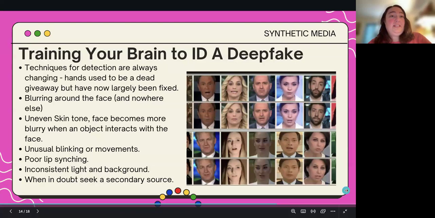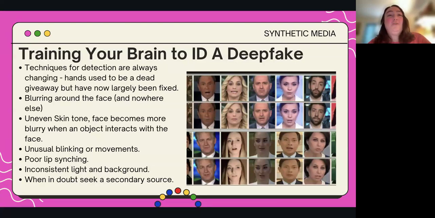Poor lip syncing, Lynn mentioned this, that she's seen this before. If the words do not match the mouth or the mouth movements are very strange, that's typically indicative. Also, inconsistent light between the background and the foreground, or just anywhere in the photo. If the lighting looks strange or inconsistent. And then my ultimate thing, when in doubt, seek a secondary source.